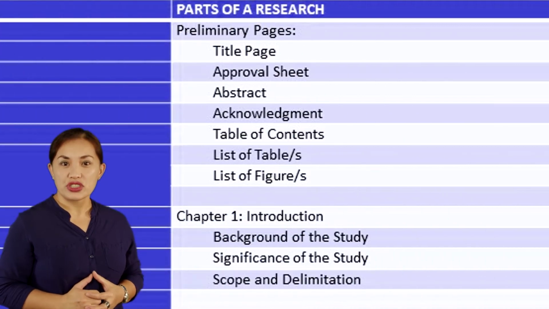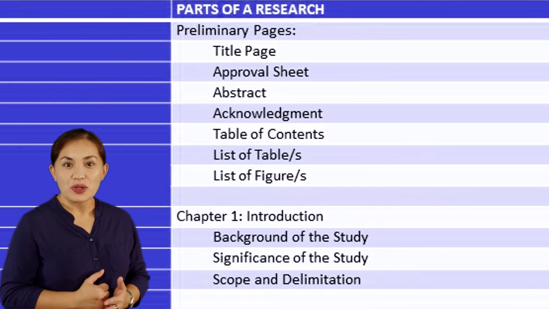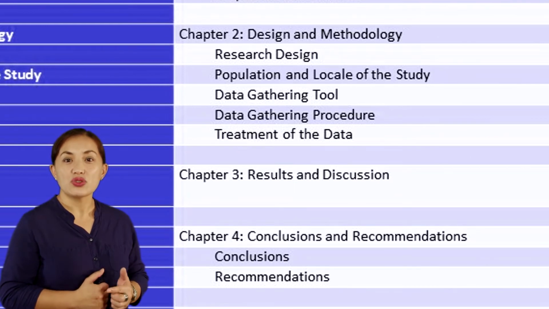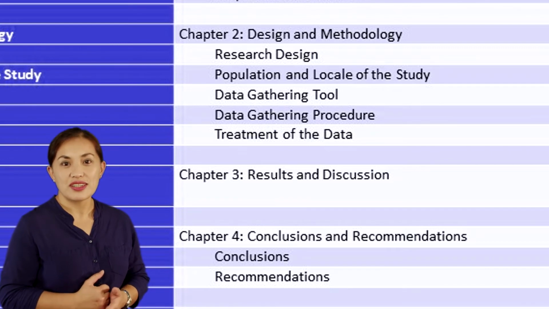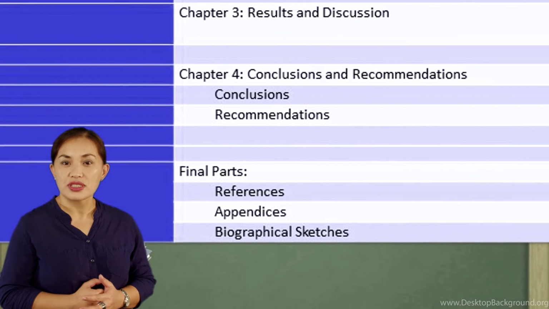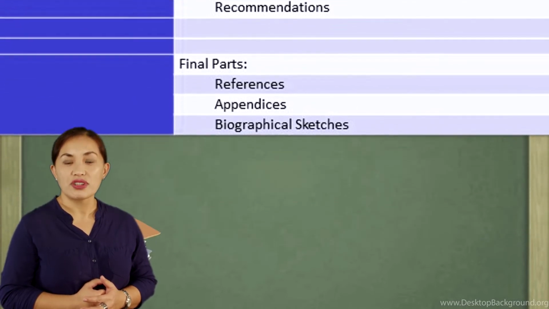And lastly are the final parts, which include bibliography, appendices, and biographical sketches. For the parts of a research, which is expected to be a finished research output, it covers the preliminary pages, chapters 1 and 2. In this research, it includes already chapter 3, the results and discussion. This is the part where we discuss the analysis and the interpretation of data gathered. For chapter 4, it is now the conclusions and recommendations. Lastly, the final parts, which consist of the references, appendices, and biographical sketches.